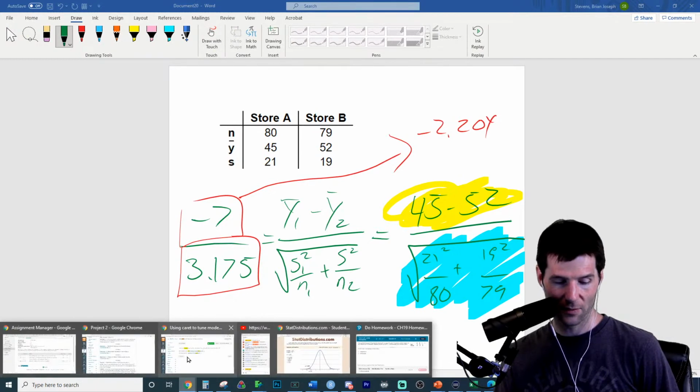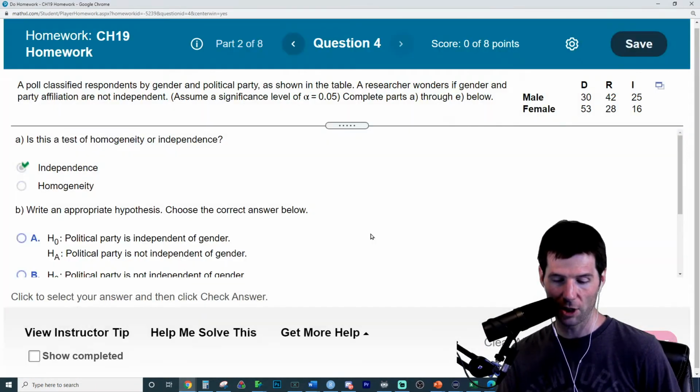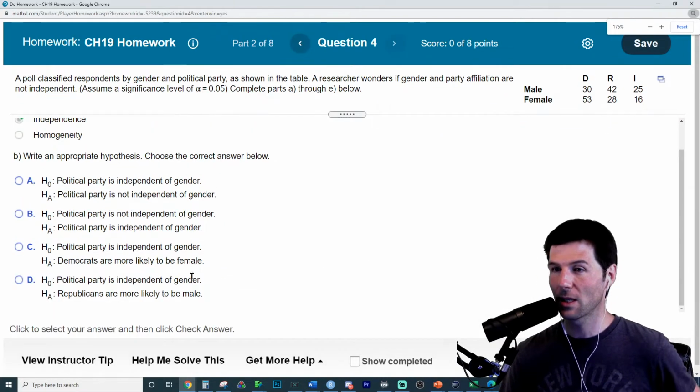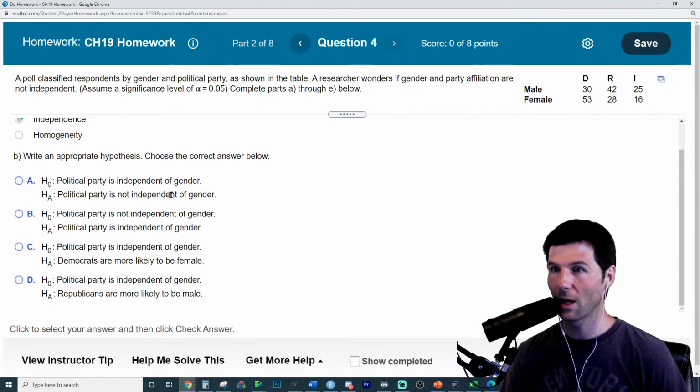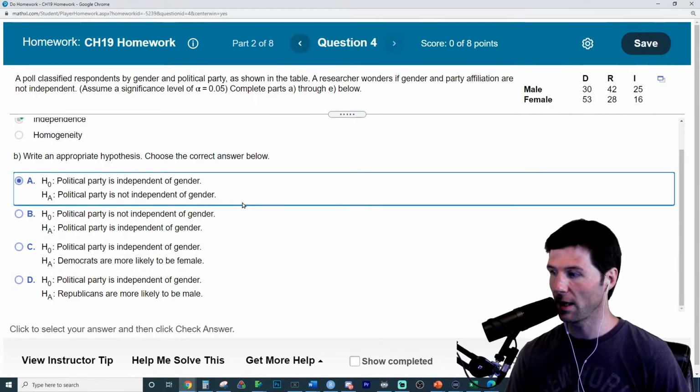Good stuff. And this is the chi-squared test of independence. Final check. Only get one check. So sometimes I try to mix it up on you here. We are getting some classic, like, political party is independent of gender. Political party is not independent.